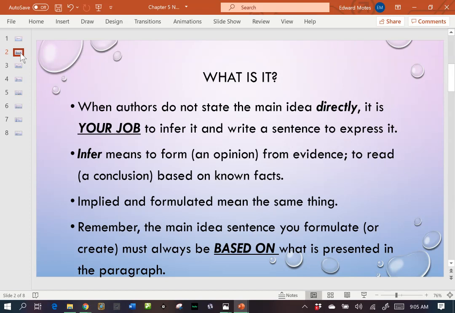So remember, the main idea sentence you formulate or create must always be based on what is presented in the paragraph. So only use the information you have in the paragraph to form that sentence. Don't use any prior knowledge that you might have on the topic.